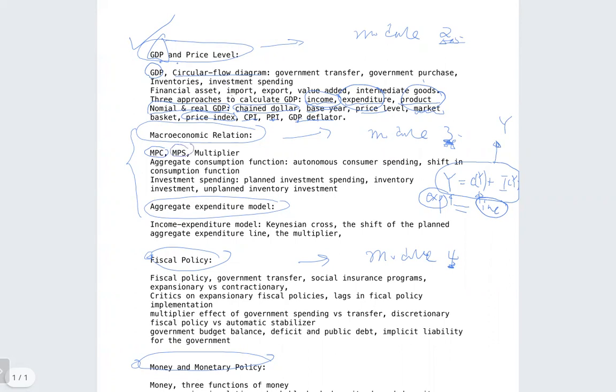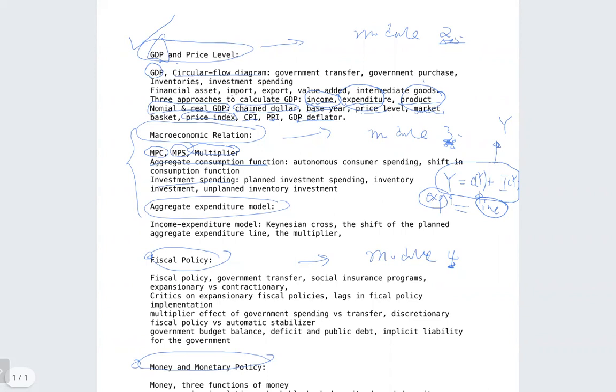Okay, so we started with MPC, which is marginal propensity to consume, and the MPS, which is marginal propensity to save. And we studied the multiplier, right? And then we looked at the aggregate consumption function and investment spending. Essentially, those are the aggregate consumption and investment, and how they adjust with income.